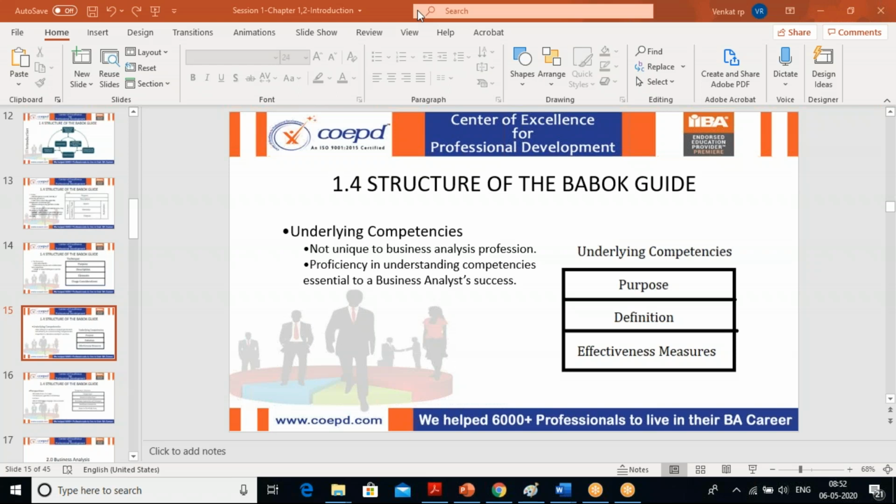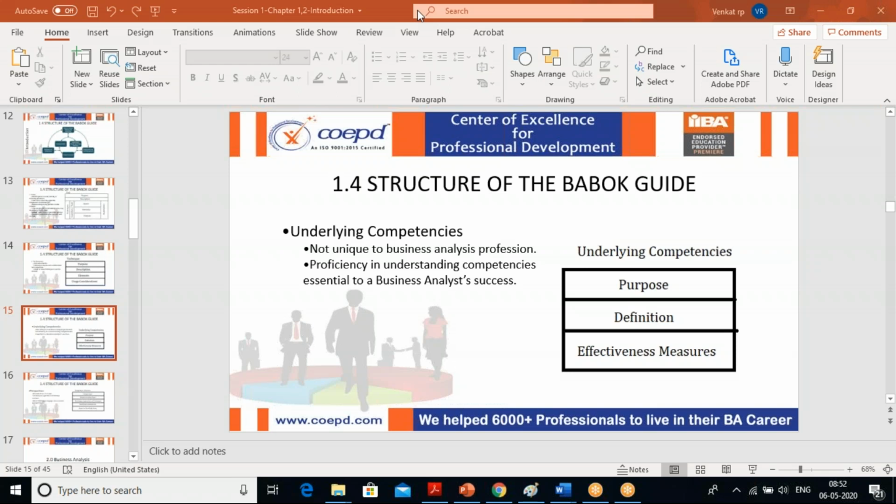If you can see, BABOK comes up with six categories of underlying competencies. One is analytical thinking and problem solving. The second is behavioral characteristics. The third is business knowledge, and then we have communication skills, then interaction skills, then tools and technology. So these are the six categories of underlying competencies which we have.